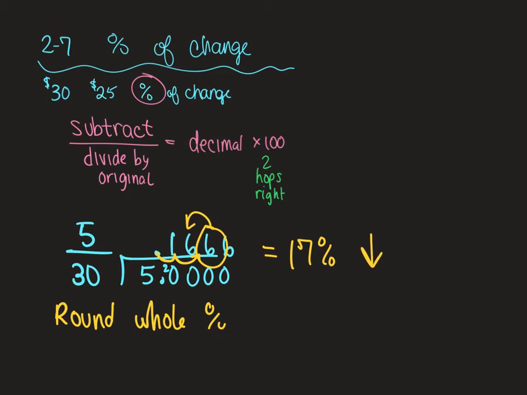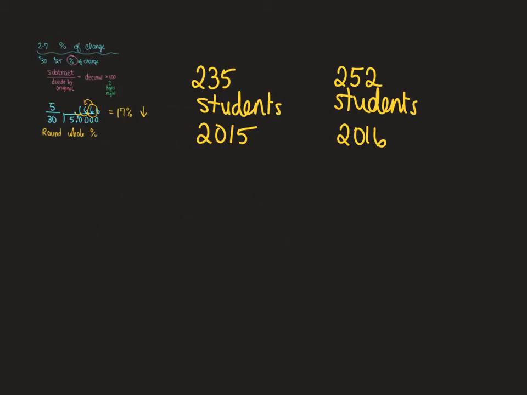They also want you to say increase or decrease. So let's go back to the directions. We're going to subtract, divide by the original, get a decimal, multiply by 100. I subtracted 30 minus 25 to get 5. I divided by 30 because that's the price the item started at. 5 divided by 30 was this decimal. Hop twice, round, 17%, and it's a decrease. It went from 30 down to 25, so that's a decrease. You can write the word decrease, or I'm fine if you want to do an up arrow, down arrow to show increase or decrease.